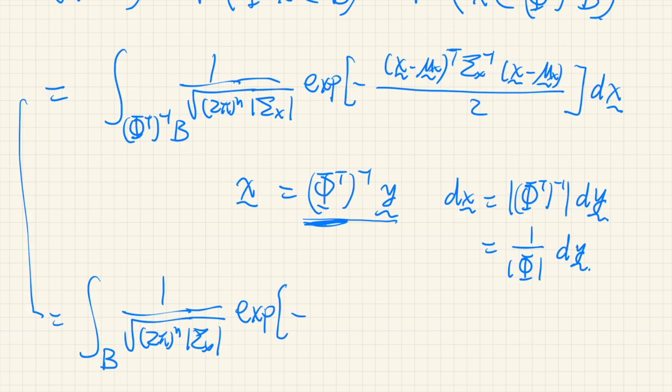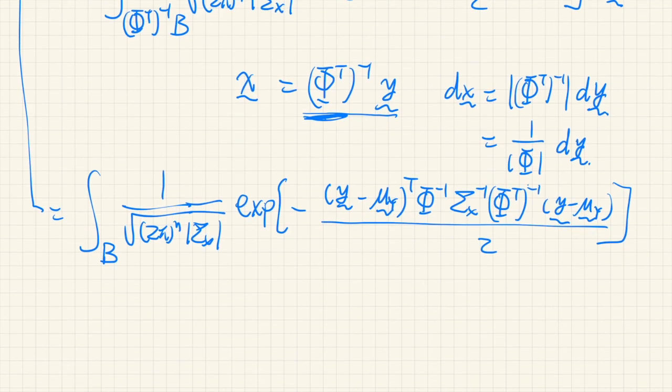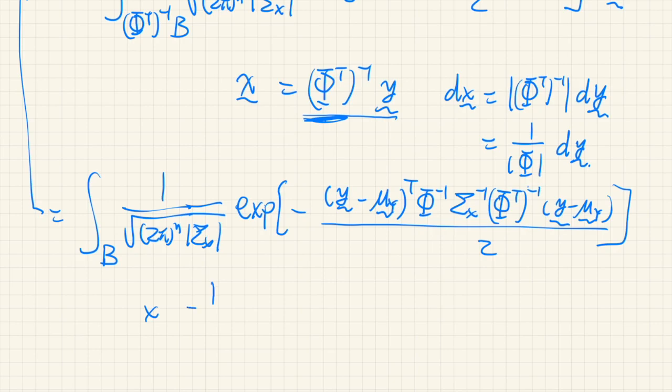So that if we factorize this, we have y minus mu y transpose, and phi inverse and sigma x inverse, and for this one we have phi transpose inverse and y minus mu y, over 2, and don't forget the Jacobian, times 1 over this, dy.